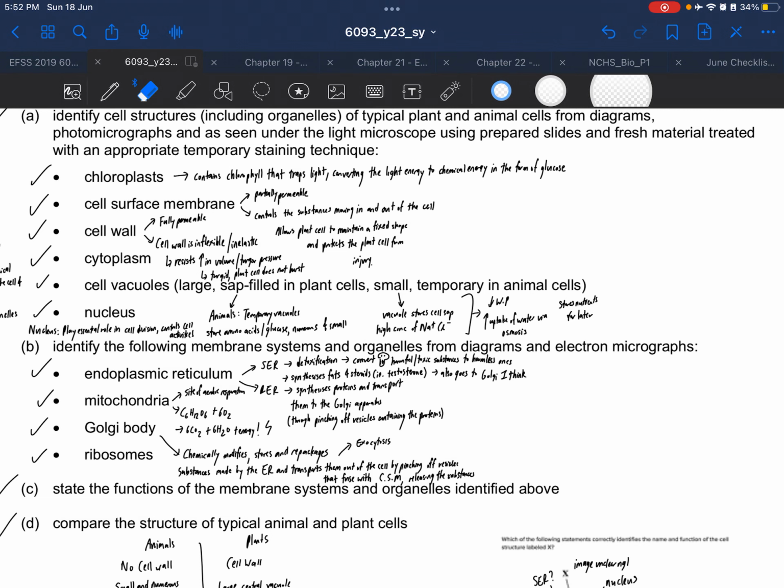At the same time, it also maintains the same typical plant cell shape. It does not swell too much. It basically still looks like a plant cell, so that's why I think it maintains a fixed shape.